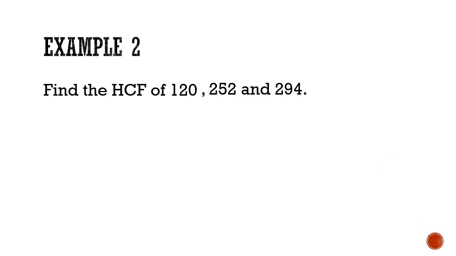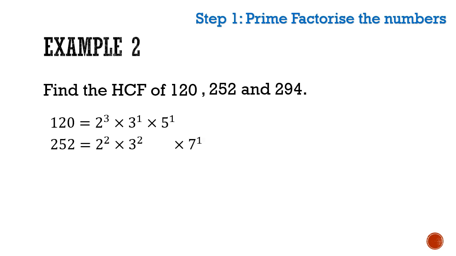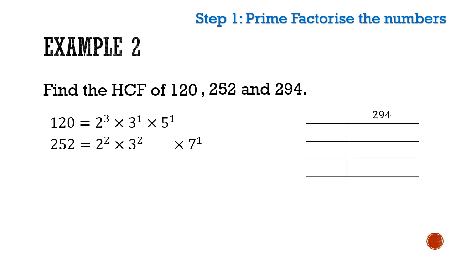So we're going to run through the two steps again. Step 1, we want to prime factorize the numbers. Well, we've already prime factorized 120 and 252 in the previous question. So now we just have to prime factorize 294. Well, we'll speed this up. 294 will give us 2 to the power of 1 times 3 to the power of 1 times 7 squared.